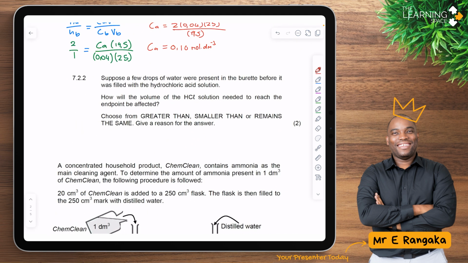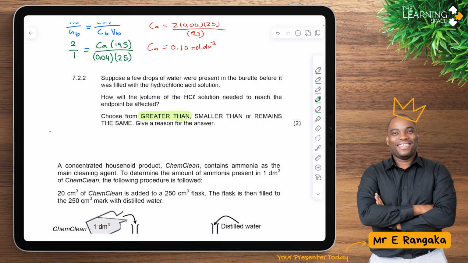7.2.2 then says, suppose a few drops of water were present in the burette before it was filled with hydrochloric acid. How will the volume of the HCl solution needed to reach the endpoint be affected? Choose from greater than, smaller than, or remains the same. So think about what that would mean. If you've got water in the burette, when you add water to HCl, what you're doing is you're diluting it, right? Meaning you're going to have less moles per unit volume. So in this case, it means you now need to add more of that solution to do a titration to reach the same number of moles. So what I will need is a greater than amount of acid.